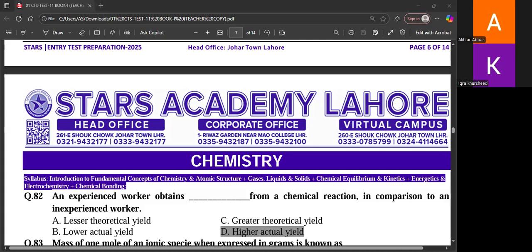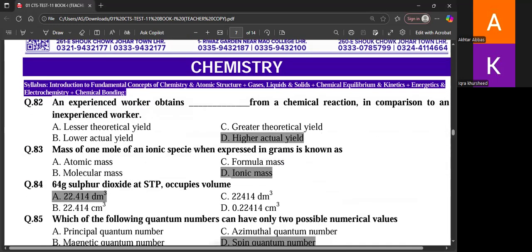Okay, the first MCQ is that an experienced worker obtained from a chemical reaction in comparison to an inexperienced worker. Actually, the experienced worker has higher actual yield as compared with an inexperienced worker. So the correct option is delta.